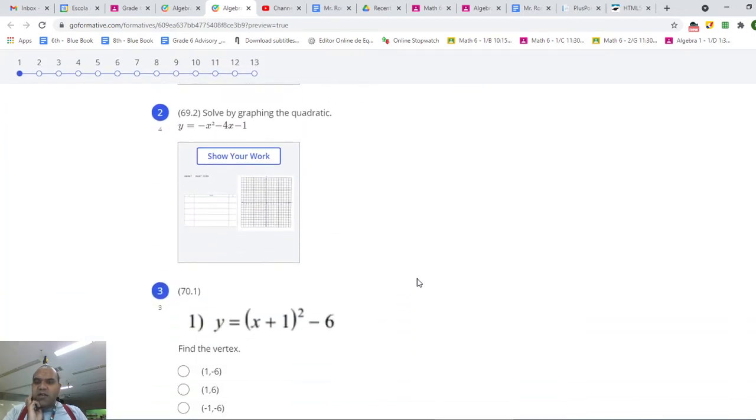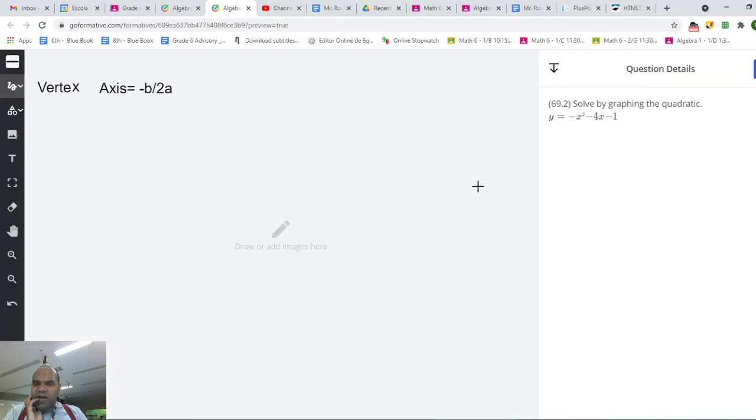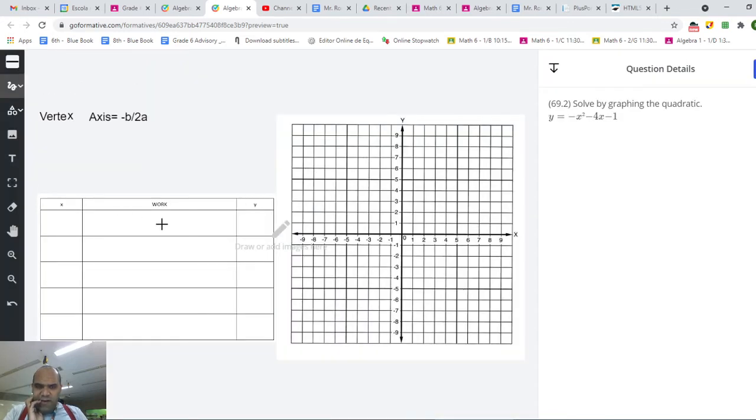Let's go to the second one. Solve by graphing the quadratic. Okay? The same thing. But right now, find the x of symmetry first. Here, negative b over 2a. Finding the vertex, I know it is negative b. Who is b? Negative 4. Here it's negative 4. The first negative from the formula, the second negative from the number.